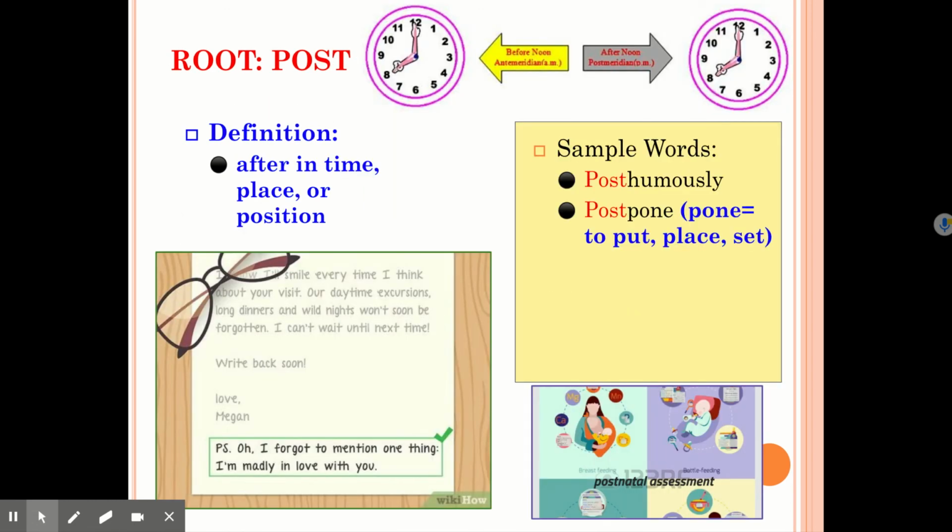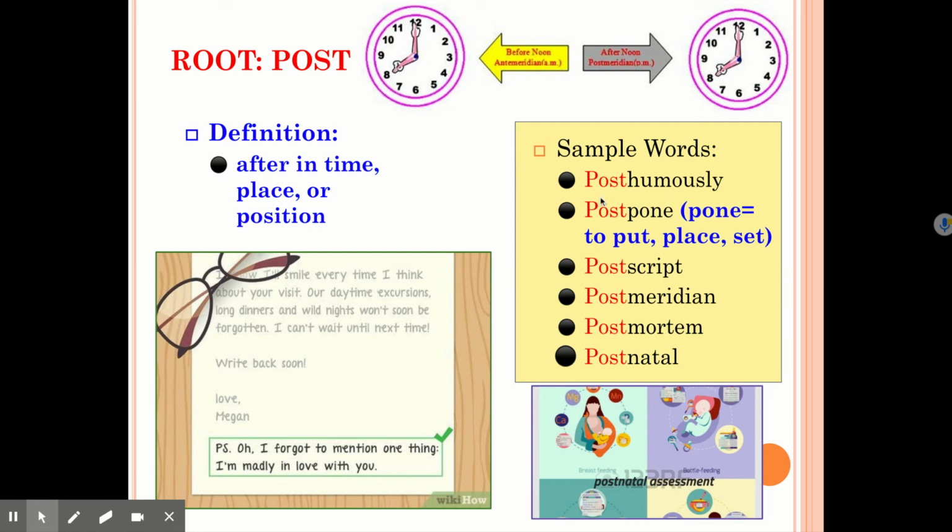Then we have post, meaning after in time, place, or position. Let's look at some sample words. Posthumously means taking place or printed after someone's death. A lot of times artists become famous posthumously. After they're dead, their artwork suddenly becomes well-known and expensive.